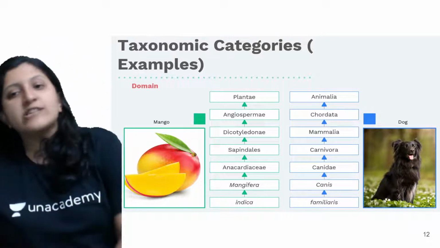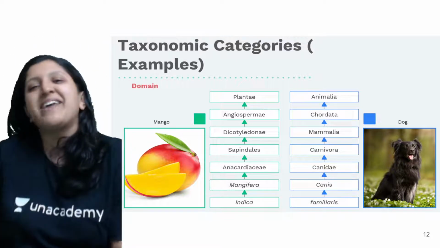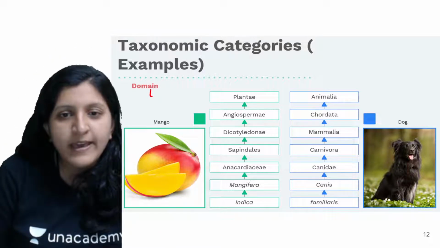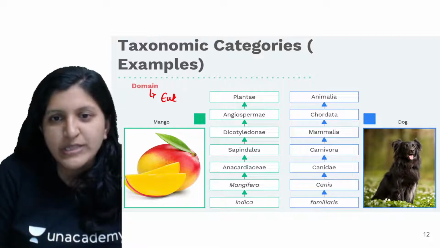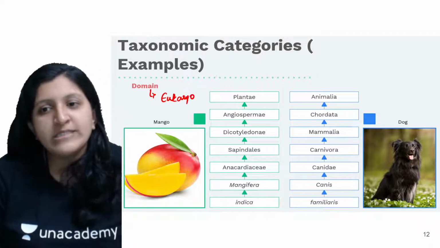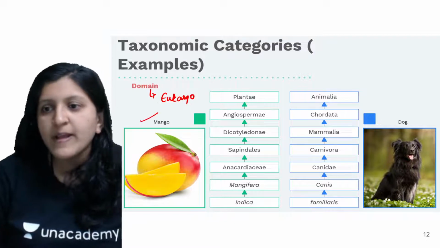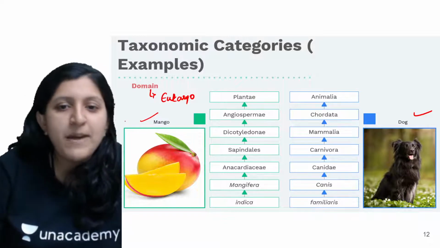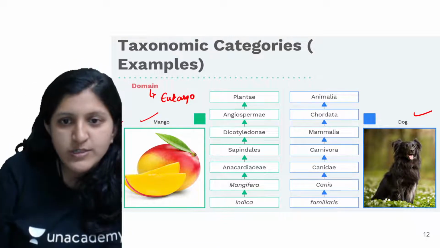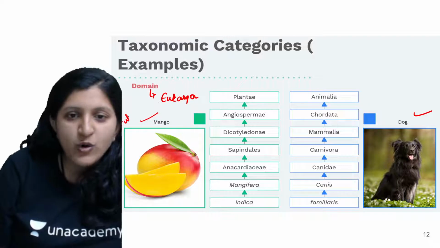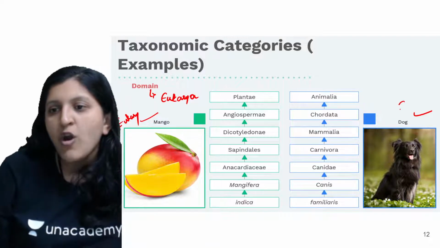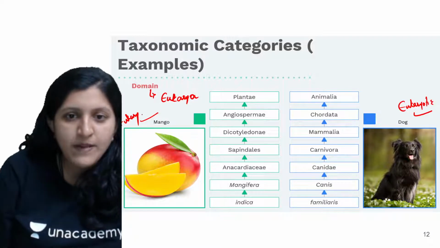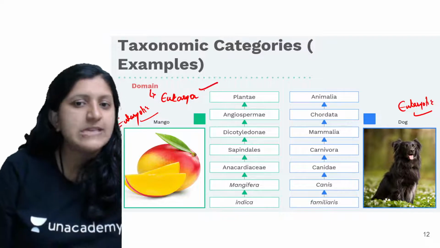Here, among the taxonomic categories, the domain is Eukarya. Why do we say it is Eukarya? Because the plant mango is given, and from the animals the dog is given here. Both of them are eukaryotes. So this is also a eukaryotic organism, and this is also a eukaryotic organism, and hence the domain is Eukarya.